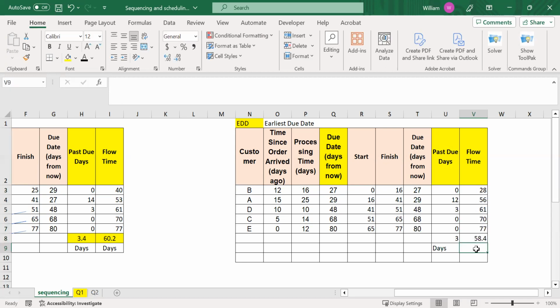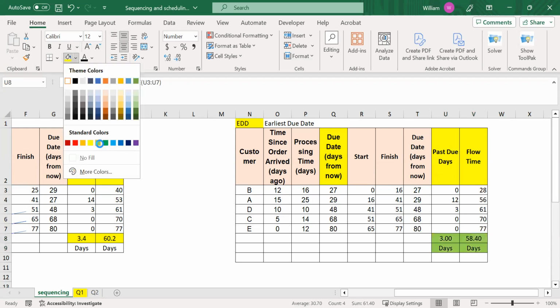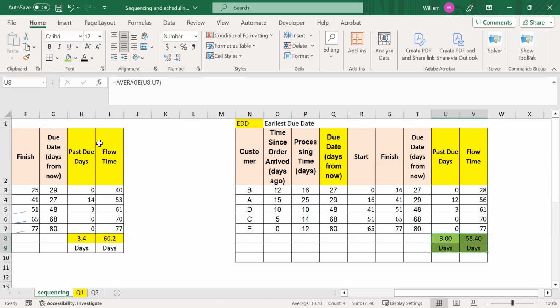Okay, so here we have past due dates of 3 days on average, and our flow time average is 58.4 days. So that's better than what we had initially here. So this is a better option than what we had in the first table. Okay, so for right now, if I was comparing two different approaches, the earliest due date approach with this data is better than the first come, first serve approach.